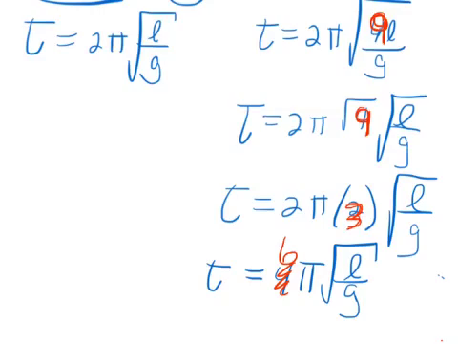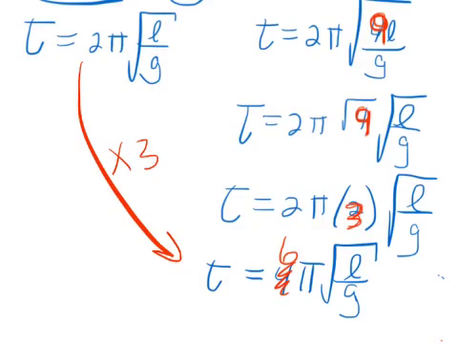What you get is 3 here. Okay, which makes this 6. So, what we notice is now this is triple the period. So it's simply the square root of whatever the length went up by. If the length went up by 16, the period would go up by 4. If the length went up by 25, the period would go up by 5.